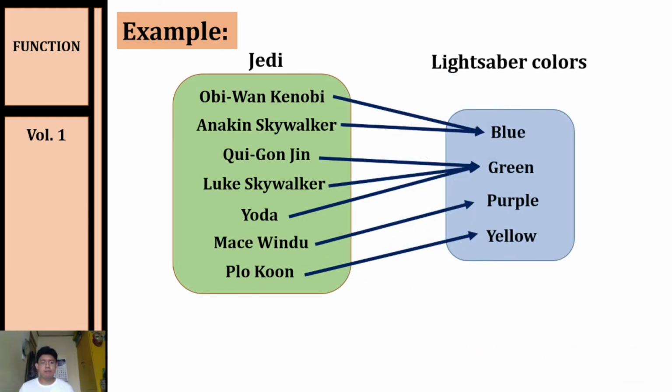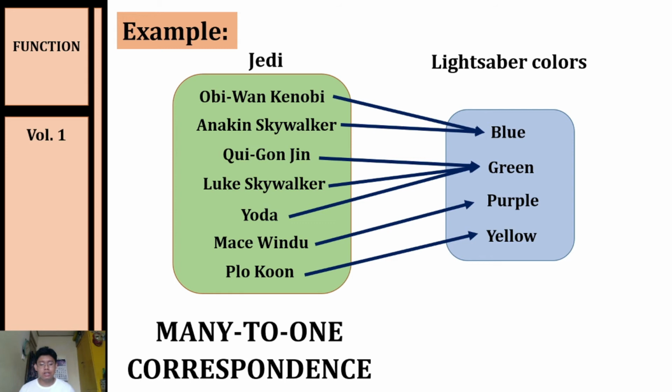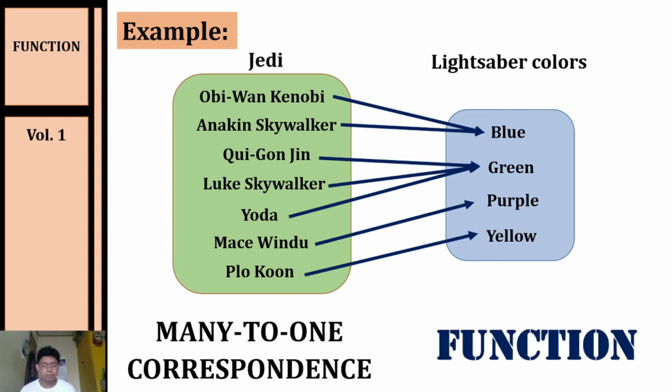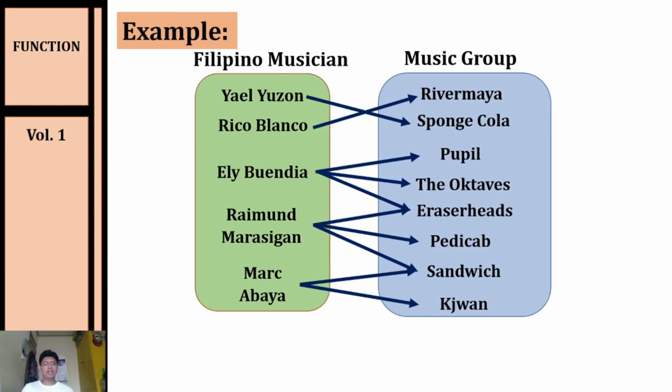Let's have another example. So for example, we have the list of the names of the Jedi and it is paired to the color of their lightsaber. This type of mapping is considered as a many-to-one correspondent. And for a many-to-one correspondent, it is going to be a function. Alright. Okay, let's have another example.